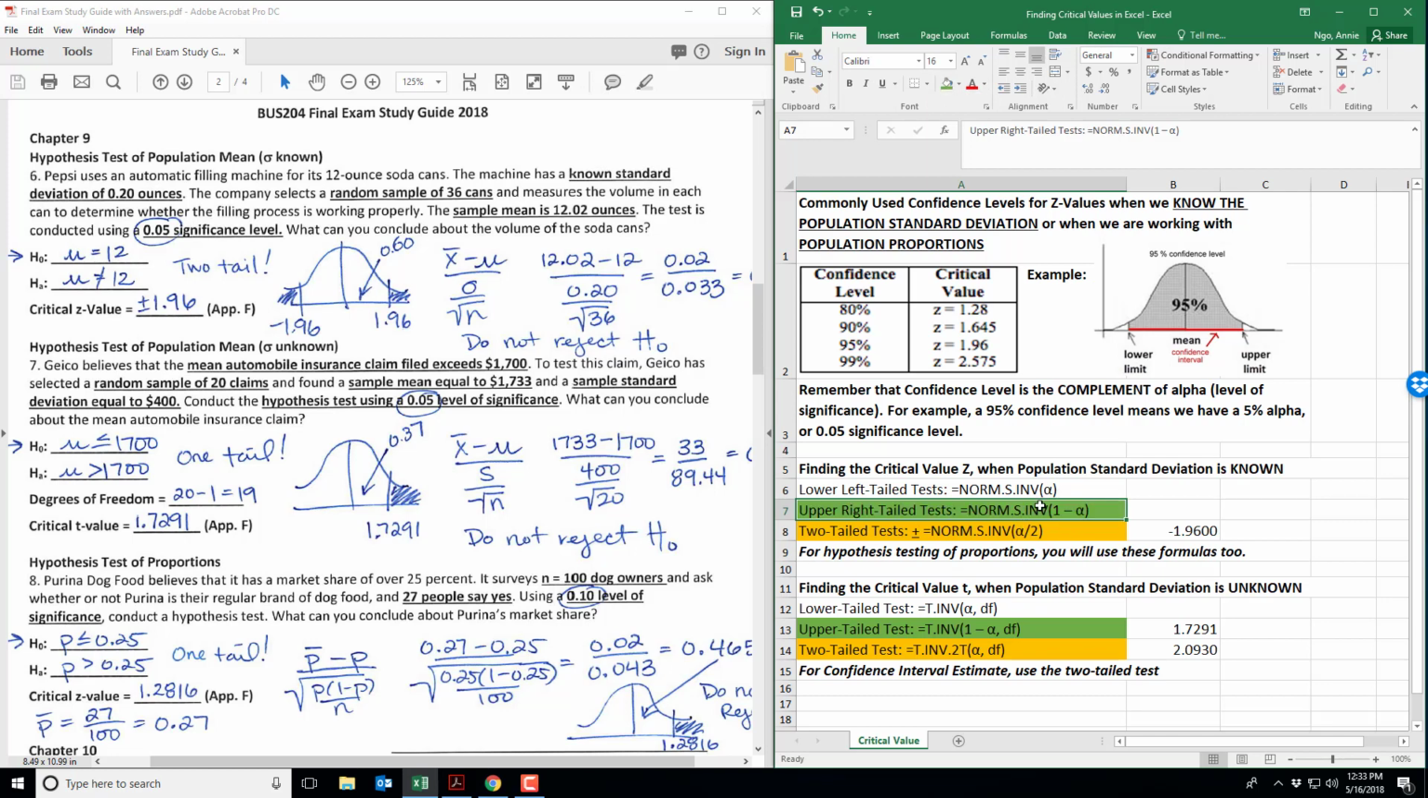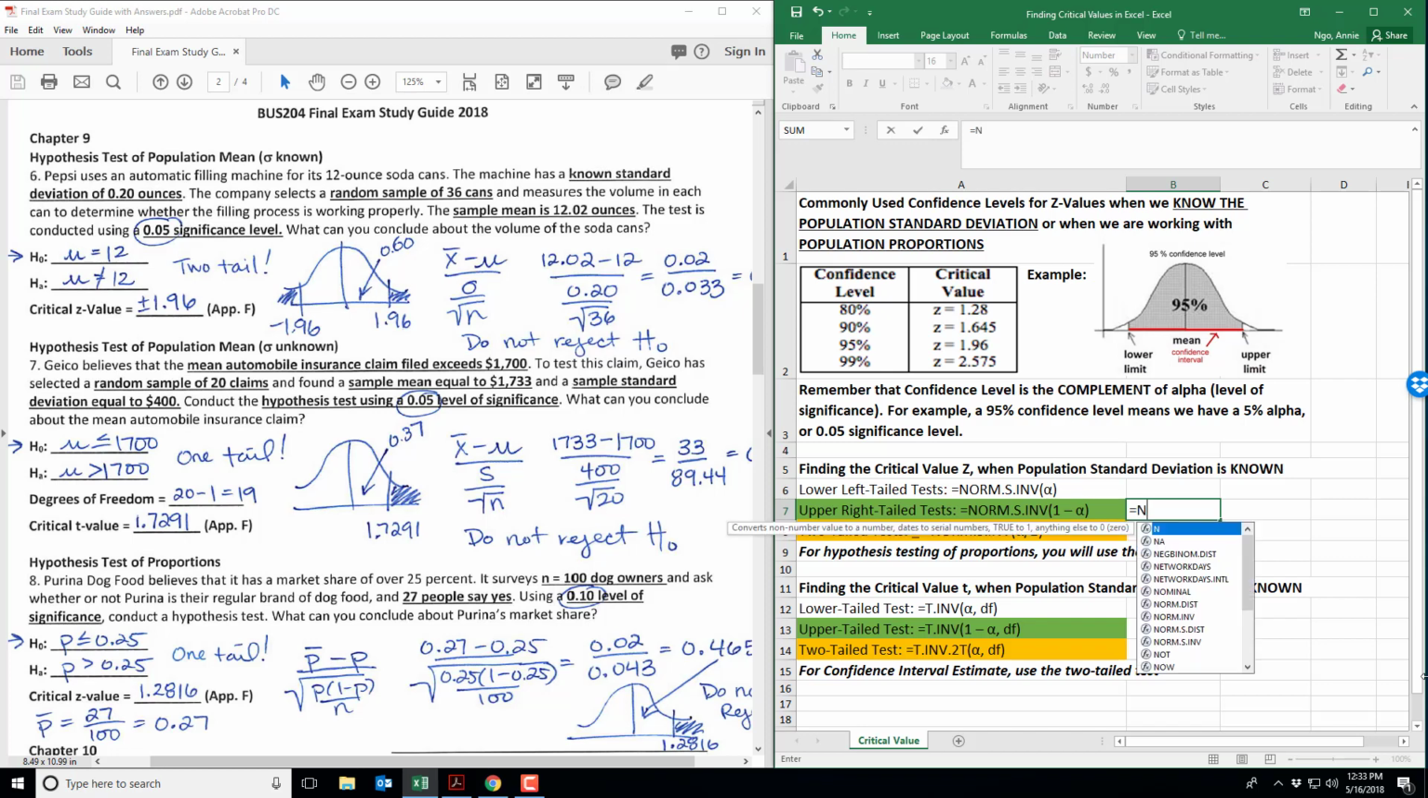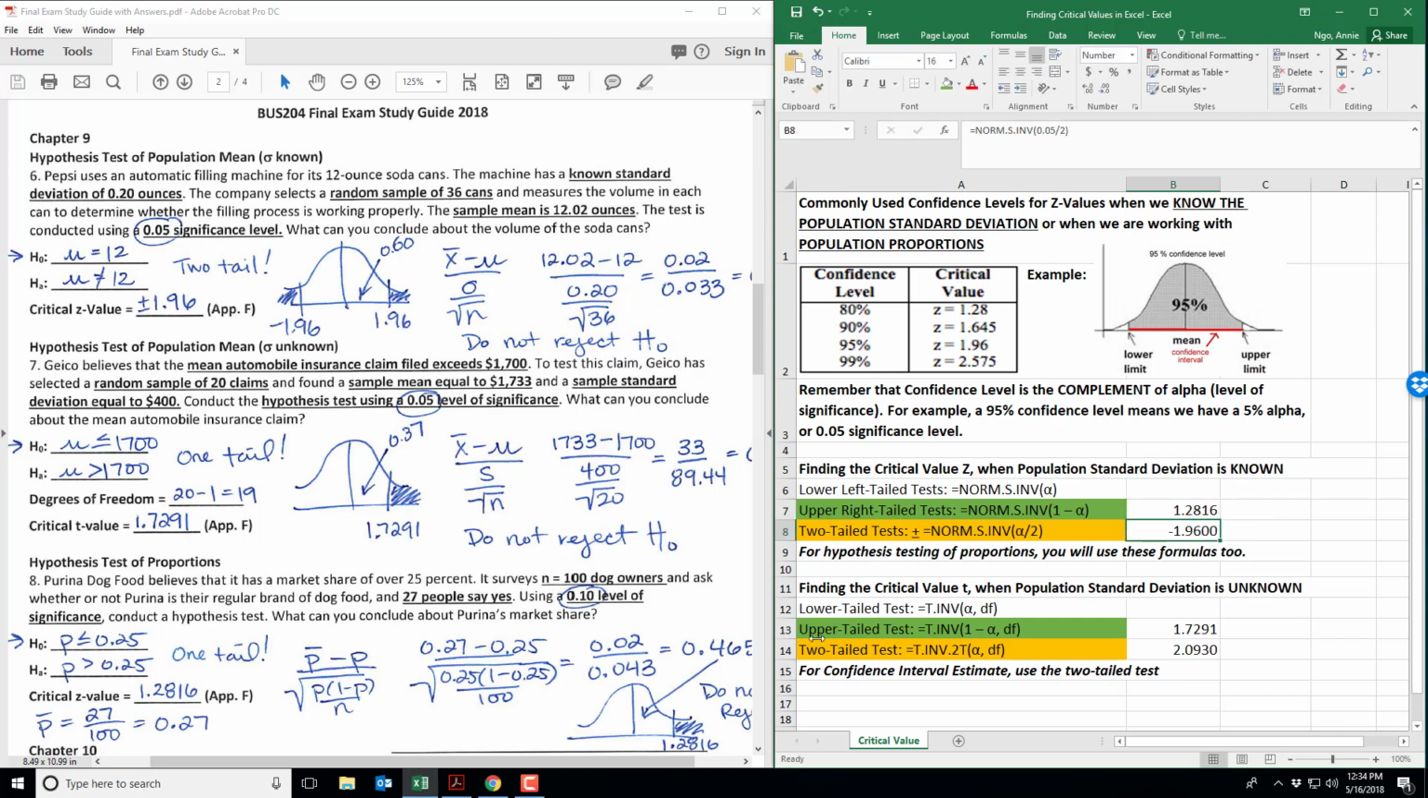So I'm going to use this formula right here, and I can type in equals norm.s.inv parentheses 1 minus, and in this problem, our alpha, or our level of significance, was 0.1. So I'll type in 0.1, close my parentheses, and hit enter. And so my z value is 1.2816, just like we found in Appendix F in the other video.